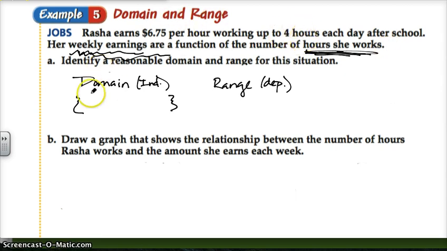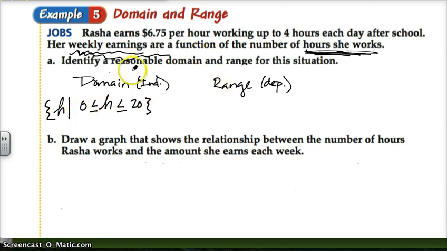We know that the hours that she's going to work have to be 4 hours per day max, and a maximum of 5 days a week because she's working after school. So the hours are going to be from 0 to 20 hours max. That's the set. I'd write it as H, such that H is, the domain is all the hours, such that the hours are somewhere between 0 and 20.